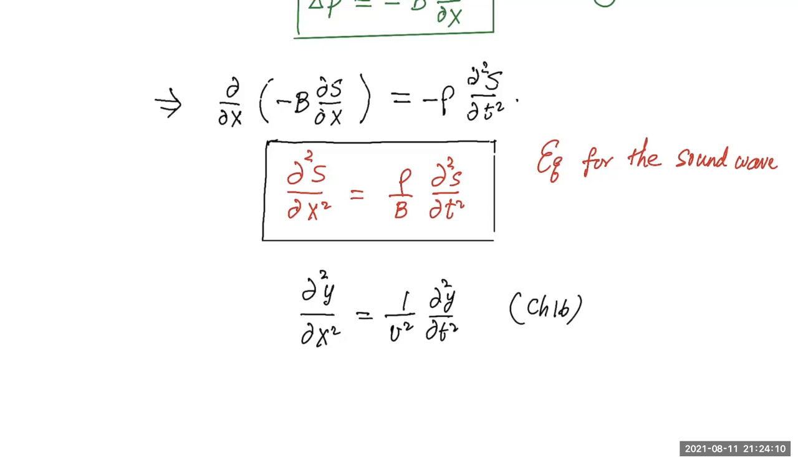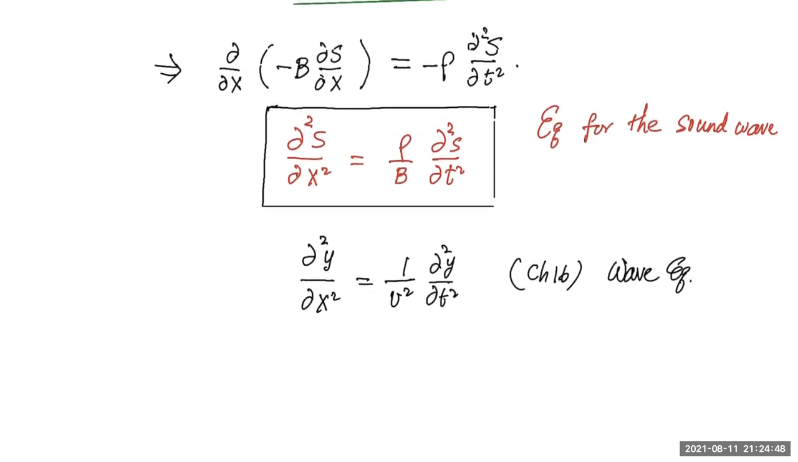Look at the similarity. We replaced y with a new variable s. y is in the perpendicular direction to x for the wave on the string, but here we have a movement s along the same direction as x. But otherwise, they're really the same thing. The solution should be the same. If you can solve this generic wave equation in chapter 16, you should also be able to solve this equation in red, which is the equation for the sound wave.